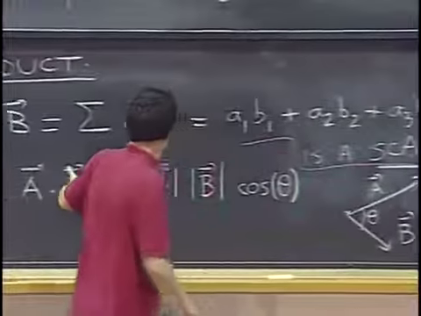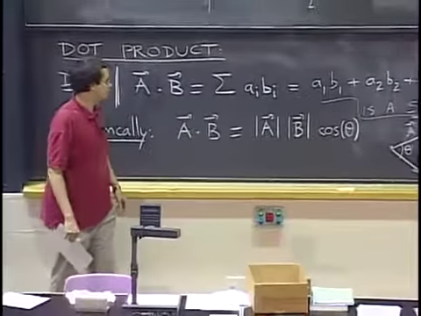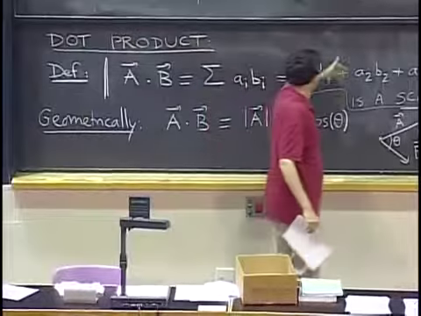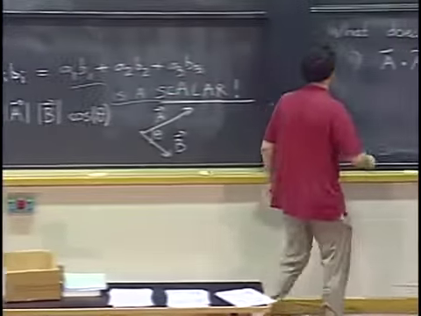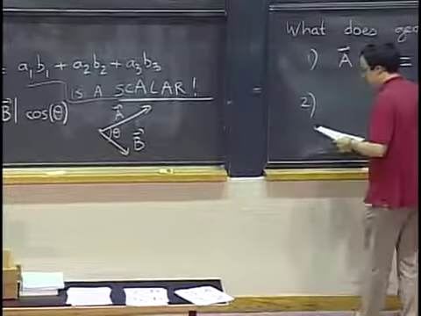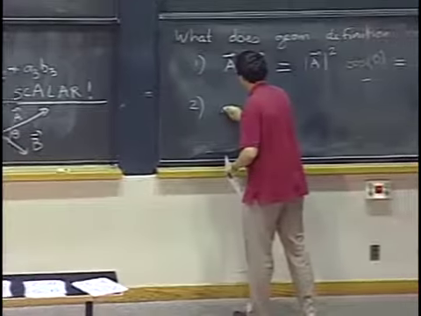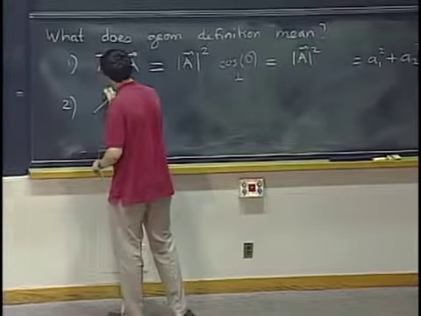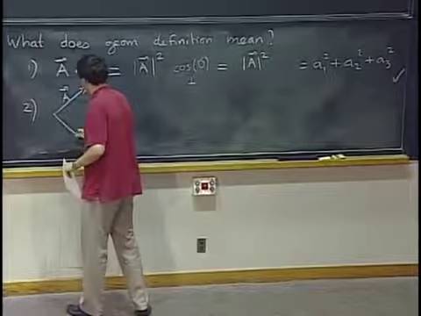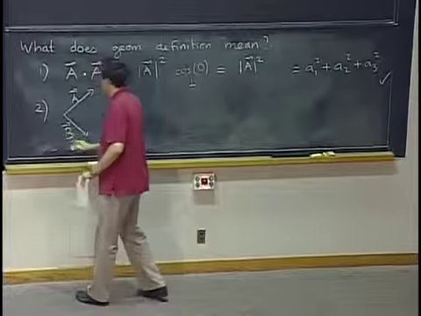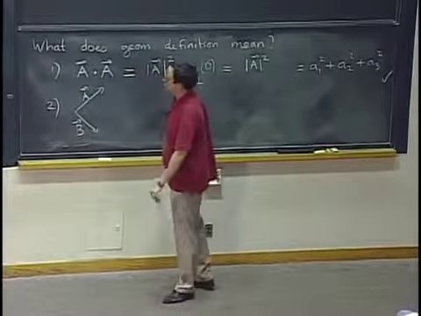Now, what about two different vectors? Can we understand what this says and how it relates to that? So let's say that I have two different vectors, A and B, and I want to try to understand what's going on.